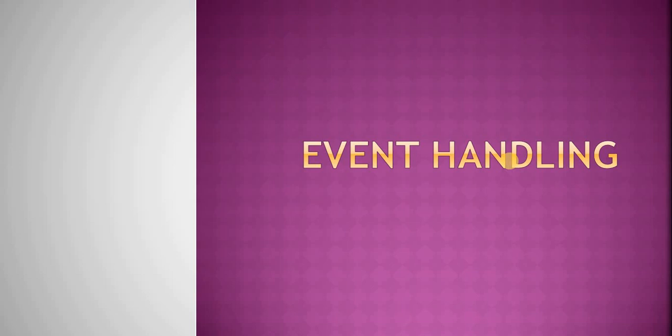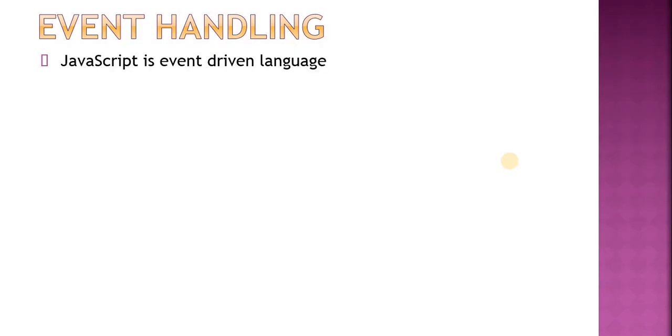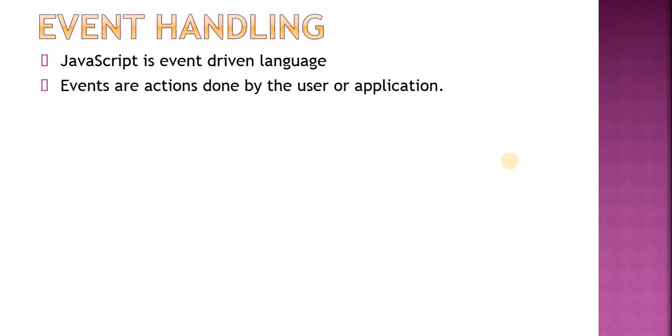Let us revise a few points related to events. JavaScript is an event-driven language. This means in JavaScript we can write events, and in response to the event it is going to execute a particular task. Events are actions done by the user or application. In the example we have seen, when the user is going to click the button, then a specific task will be performed. Thus, click is an event.